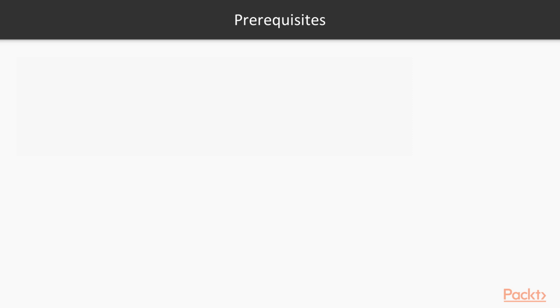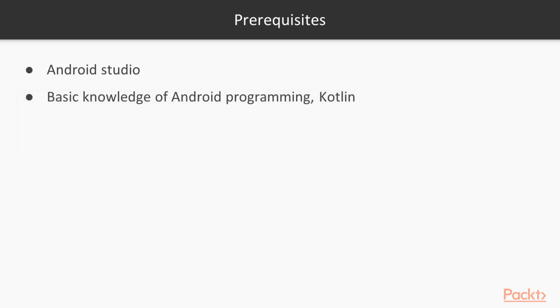The prerequisites of this course are pretty simple. Any computer running Android Studio. You can run a simple Hello World app on your computer using an emulator. And also a basic knowledge of Android programming. And of course, Kotlin. This tutorial assumes you're comfortable with the basics of Android programming and understand what the activity lifecycle means.